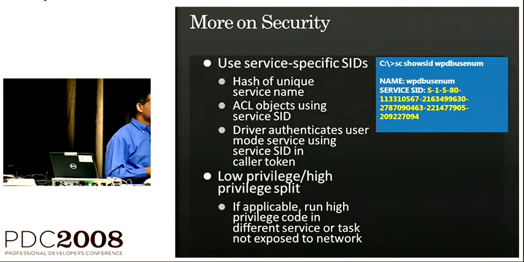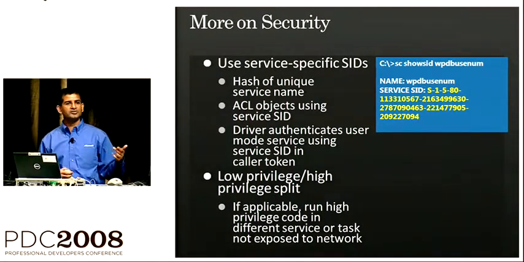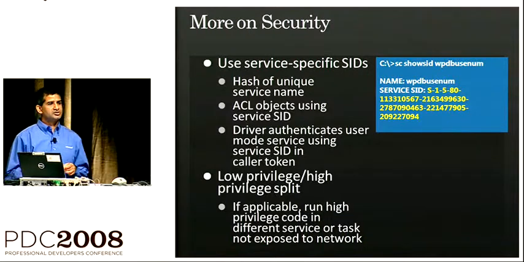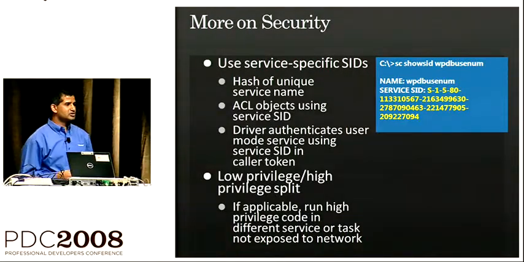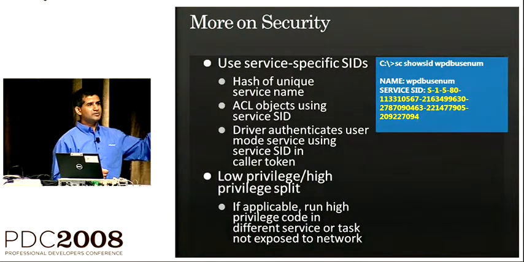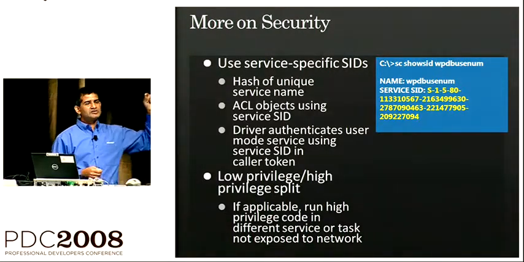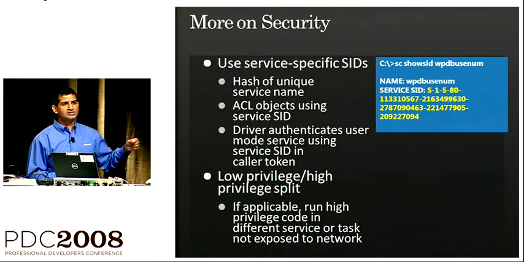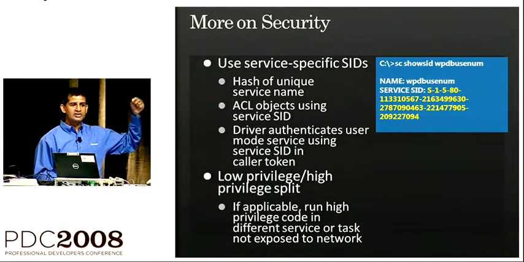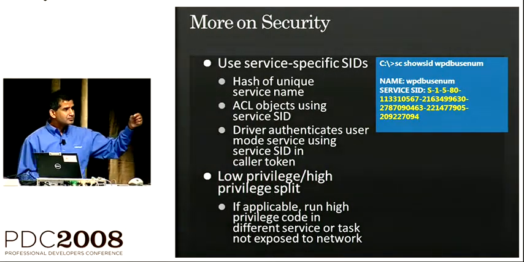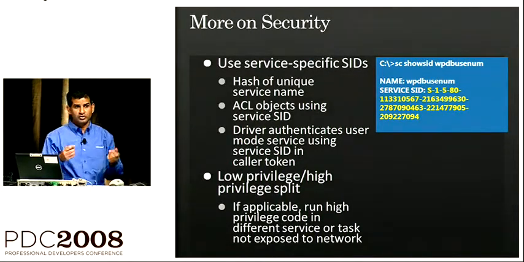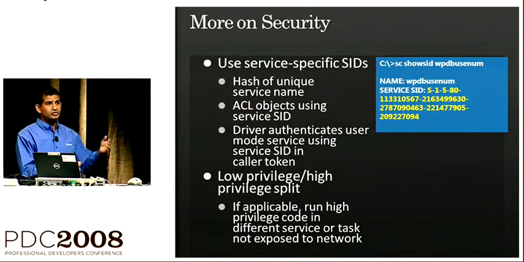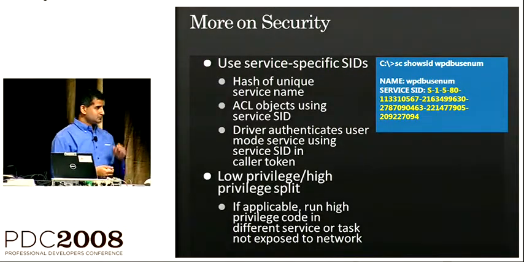I should note that this is an optional, opt-in feature, so the service has to actually go and opt into this. Once the service opts in, the service developer can then specifically ACL resources on the system to give access to that service SID. So if there are registry locations or file locations on the system that only your service needs to access, you can ACL them as such.